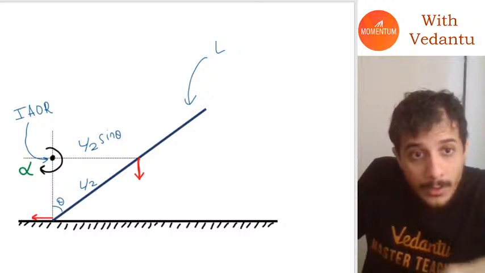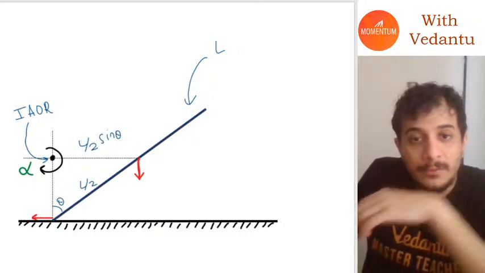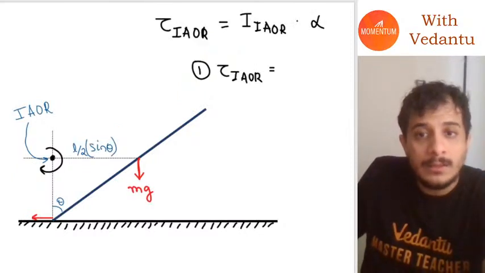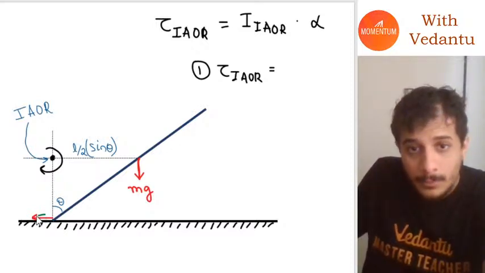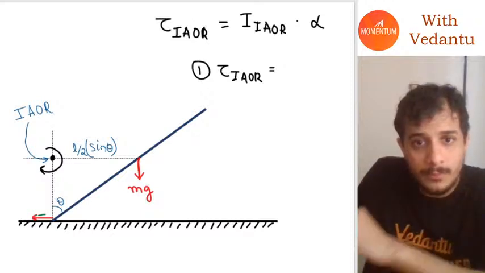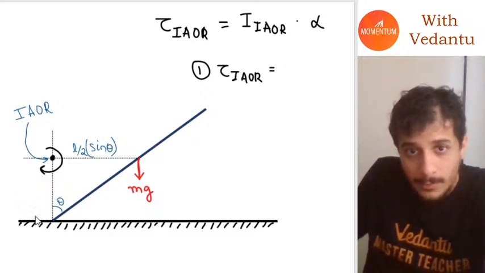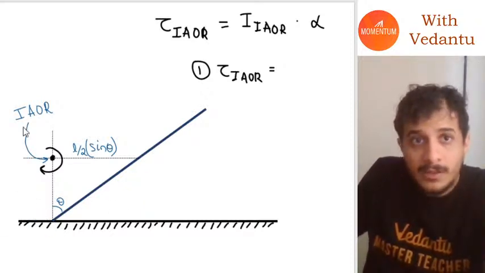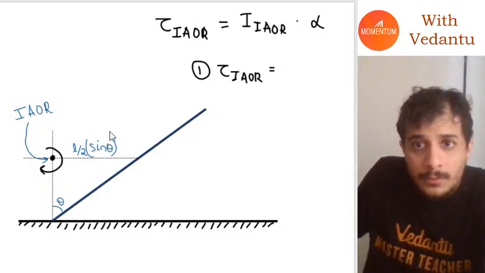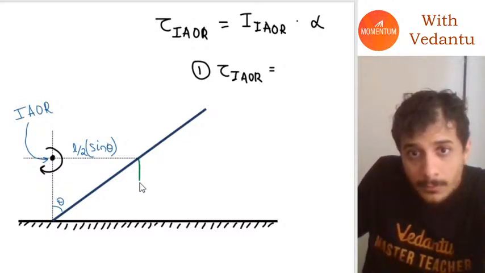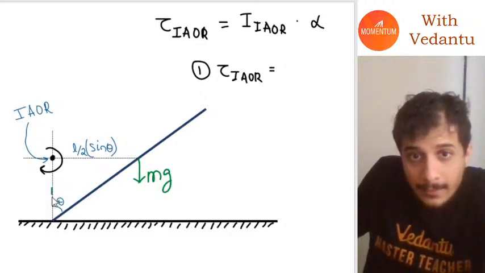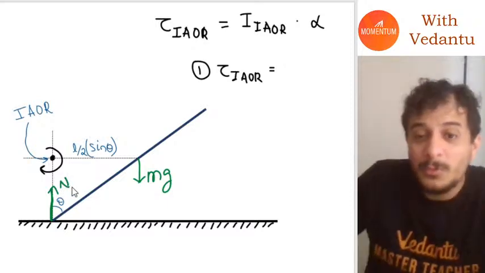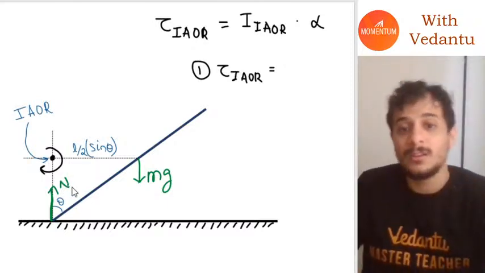Now, what do I do next? Let's try to mark all the forces. There are only two forces on this body. Let me just remove this for a minute because the forces are supposed to be vertical, and forces are supposed to be green. There is mg in the vertical direction, and then there is the normal reaction at this point in the vertical direction. Are there any other forces on this body? No, they are not.